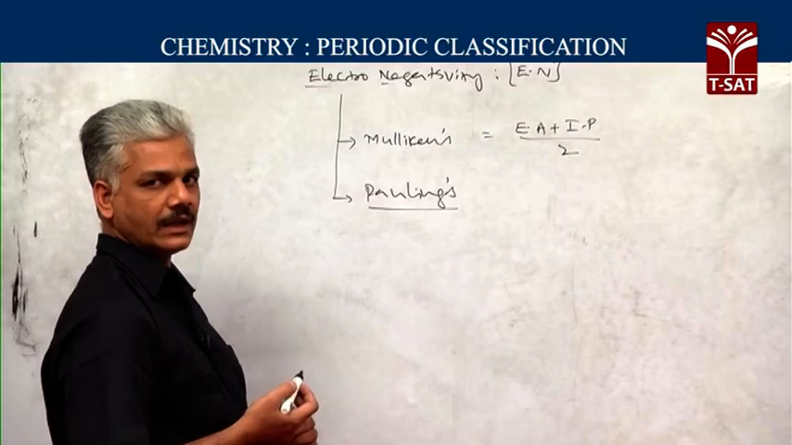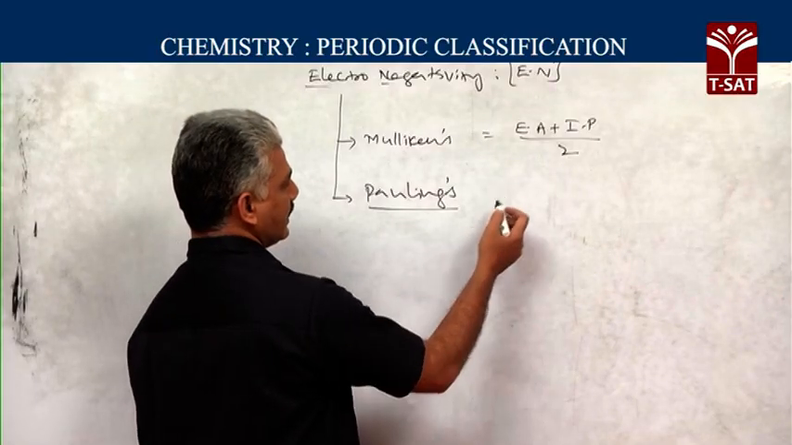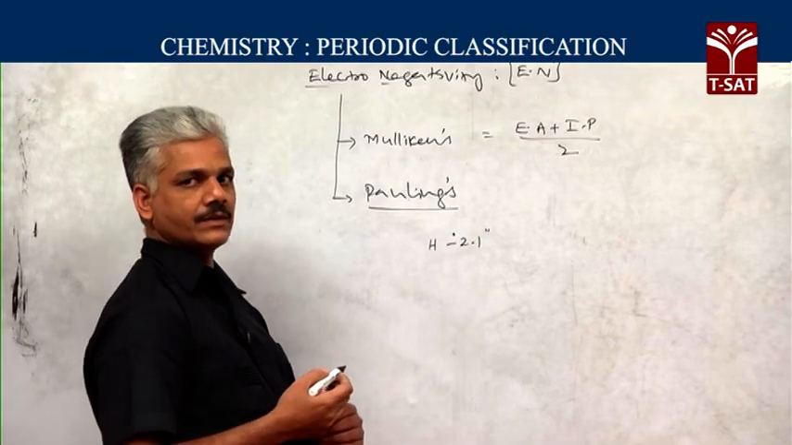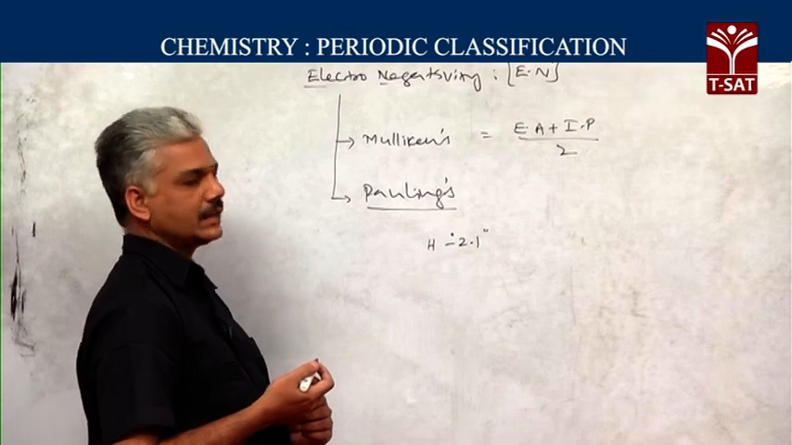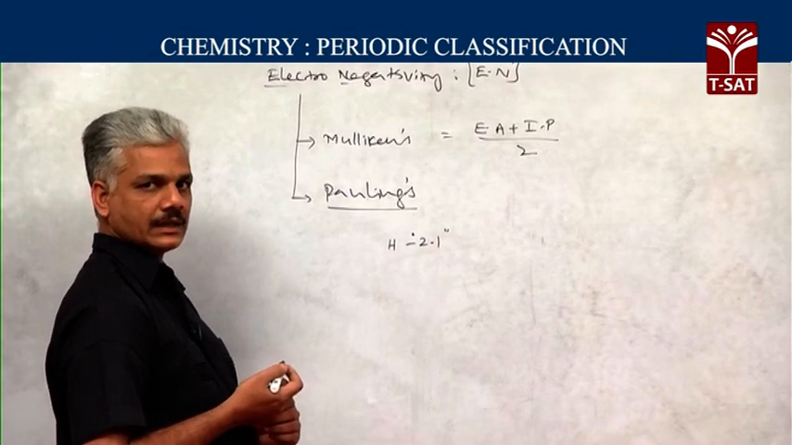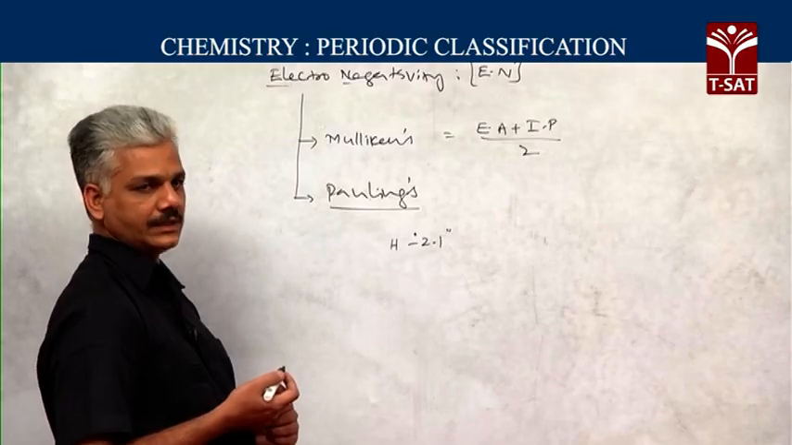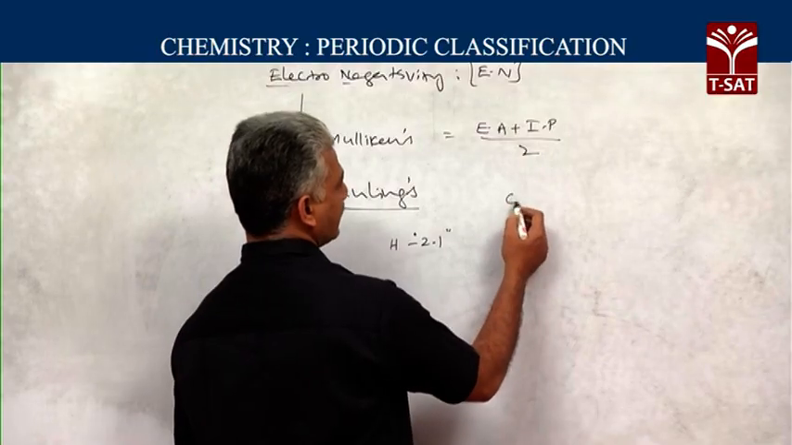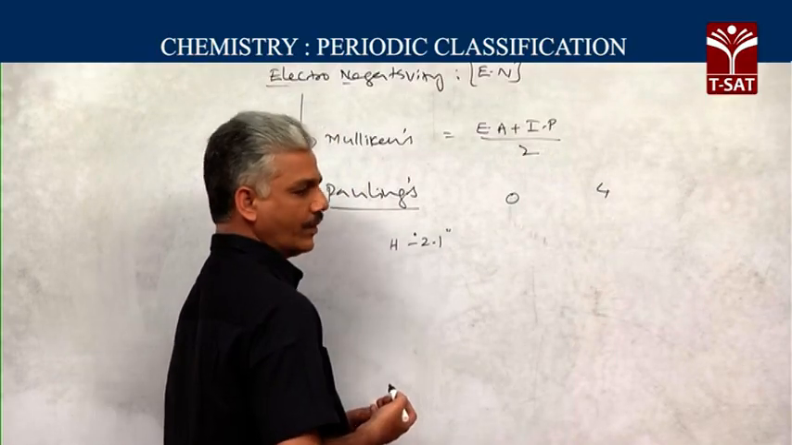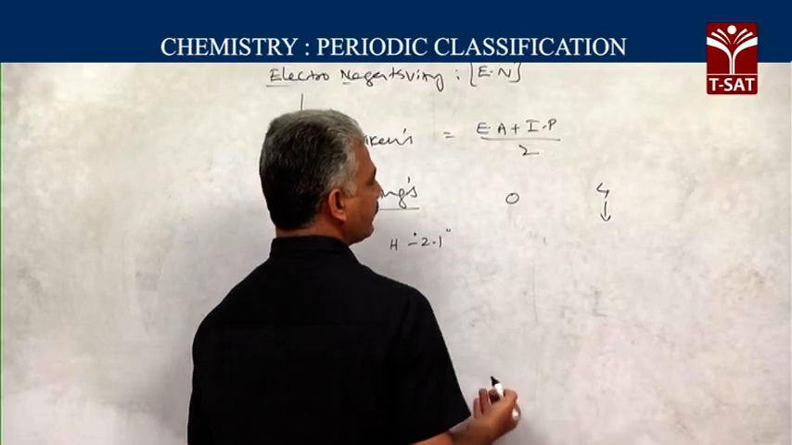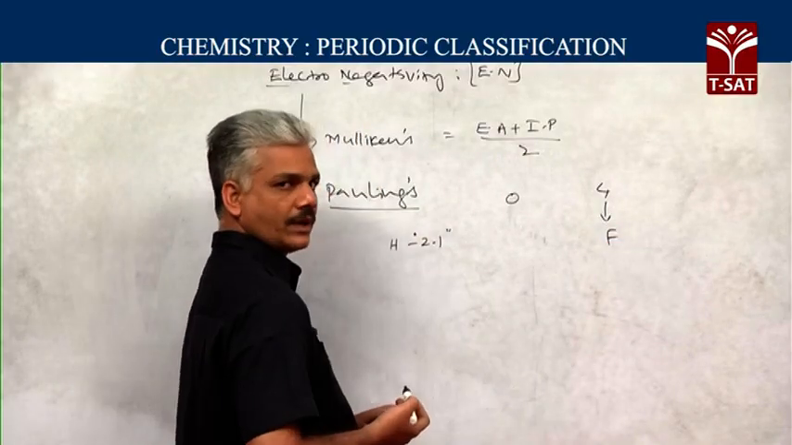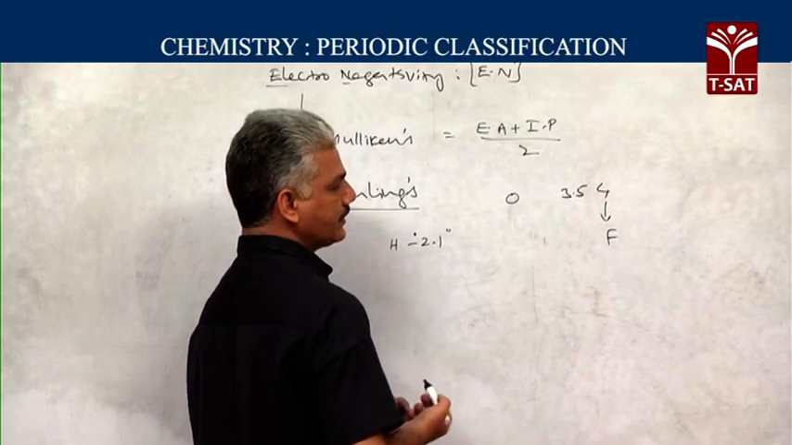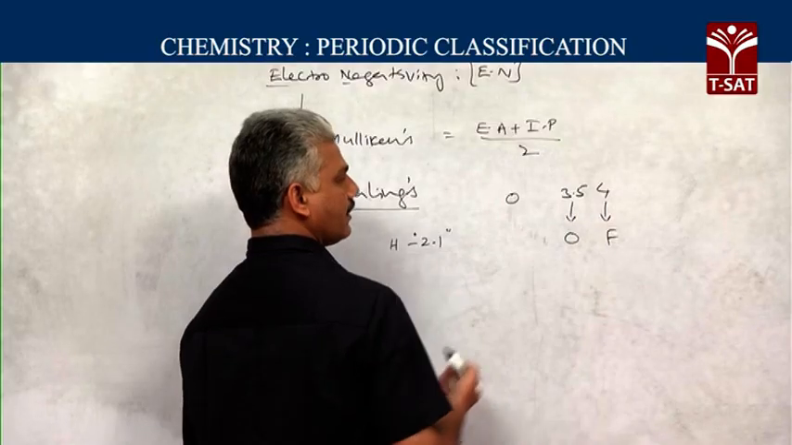In Pauling's scale, hydrogen is given an electronegativity of 2.1. All other elements' capability of attracting the electrons is compared with hydrogen and given specific values. Pauling's scale ranges from 0 to 4. The highest value of 4 is with fluorine. The next highest element has an electronegativity value of 3.5, that is oxygen.